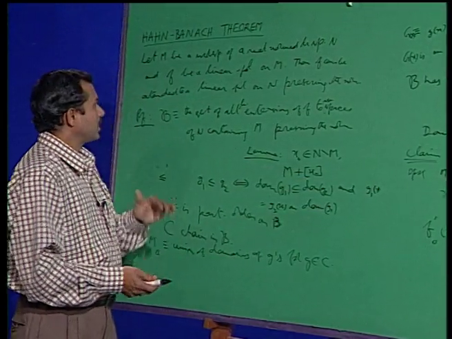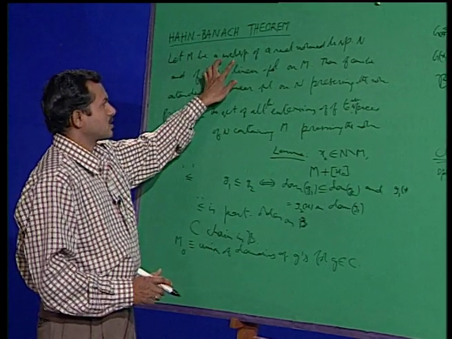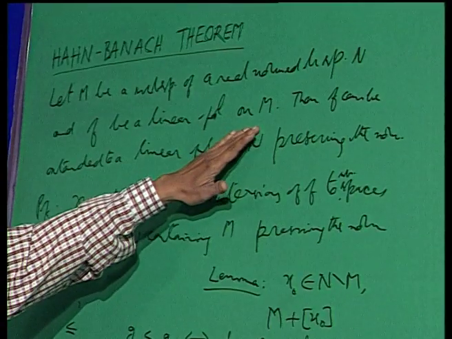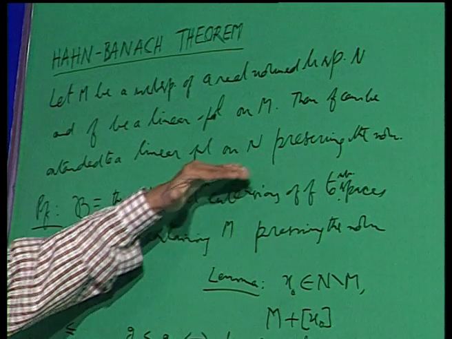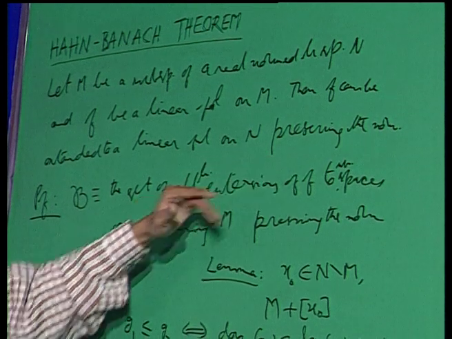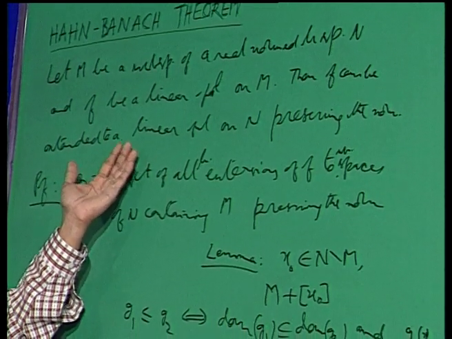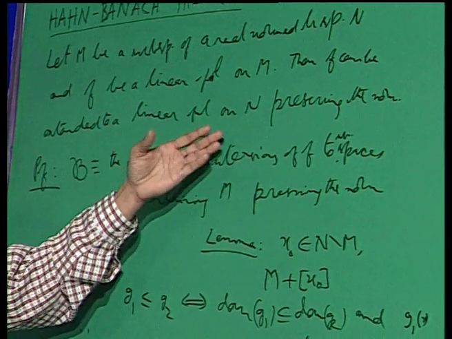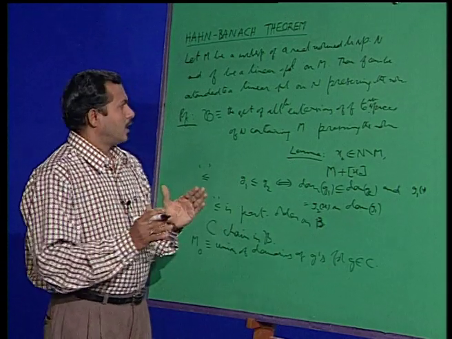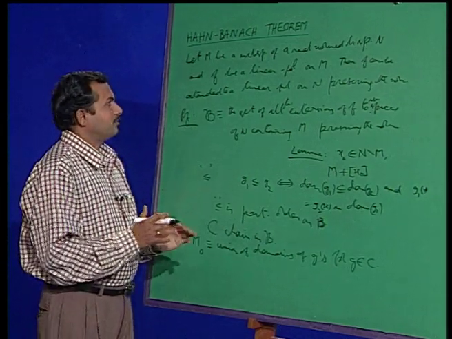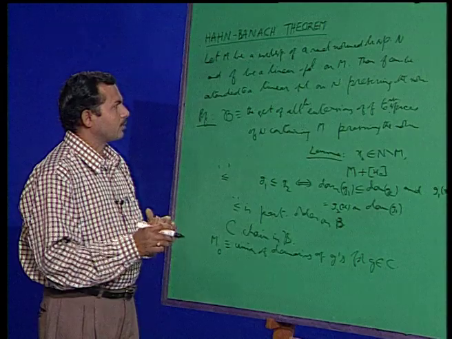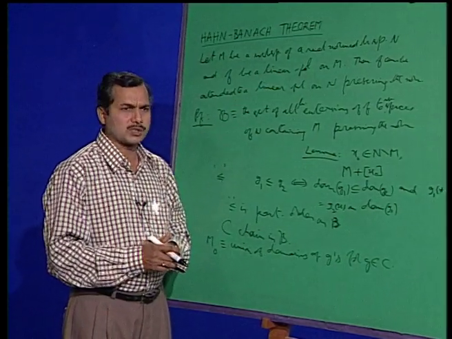So, by the Hahn Banach theorem, if M is a subspace of a real normed linear space capital N and f is a linear functional on capital M, then this f can be extended linearly to capital N preserving the norm. Means f will have the same norm as its extension, say G, to the whole space capital N. So, here what we have discussed is the Hahn Banach theorem for real normed linear spaces. In fact, the same theorem can be shown to hold good for even complex normed linear spaces also.